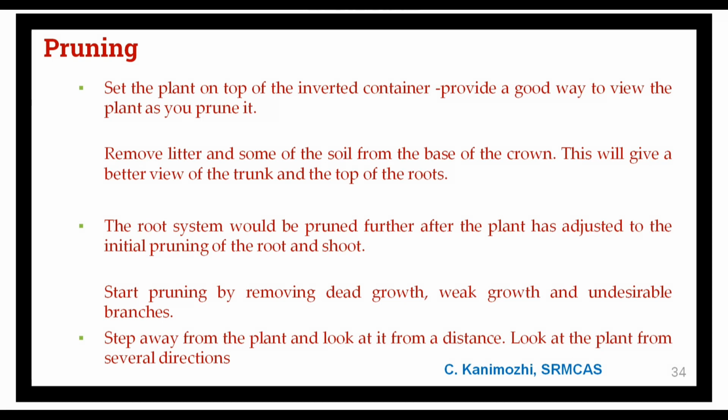First of all, remove the litter and some of the soil from the base of the ground. This will help you to get a better view of your trunk and the top of the roots. The root system would be pruned further after the plant has adjusted to the initial pruning of the root and the shoot. First, start pruning by removing the dead growth, weak growth, and undesirable branches. That is the first step.